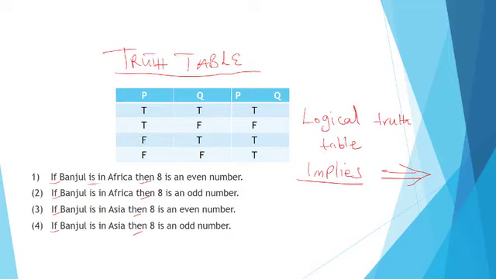Okay, now let's start splitting the statement. Banjul is in Africa, so this is true. Let's deal with the first sentences. Banjul is in Africa, the second one, is also true. Then Banjul is in Asia is false, because Banjul is in Africa. So we have true, true, false, false.